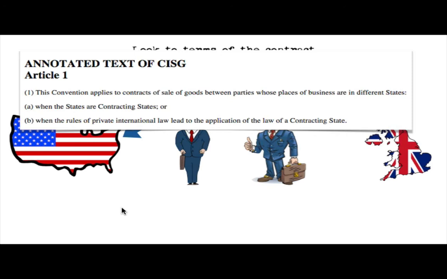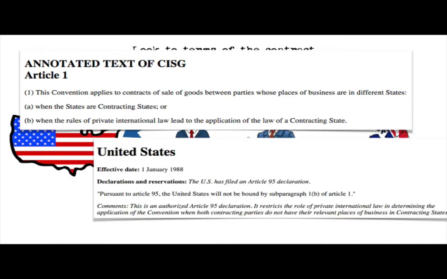If you think back to when we talked about treaties, we discussed the concept of a reservation. Now, a reservation is a statement that we're not going to abide by one part of the treaty. So what did the U.S. do when it signed the CISG? Well, the United States said, we don't particularly like this section of 1B here. Pursuant to Article 95, the United States will not be bound by subparagraph 1B of Article 1.